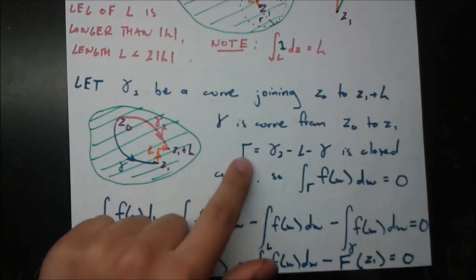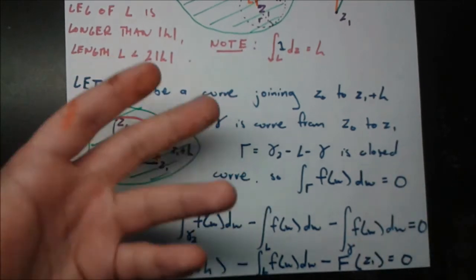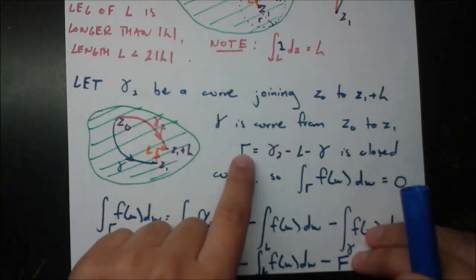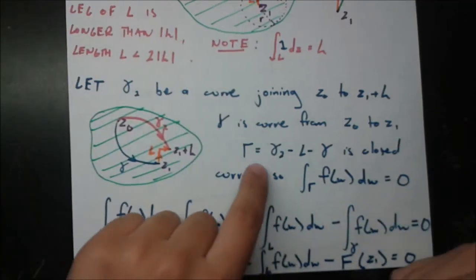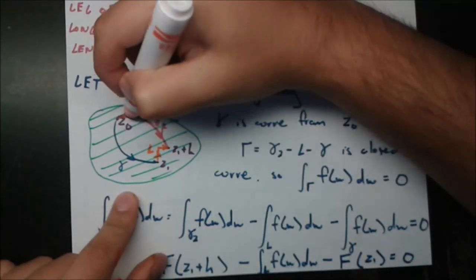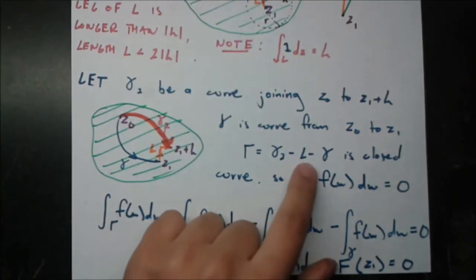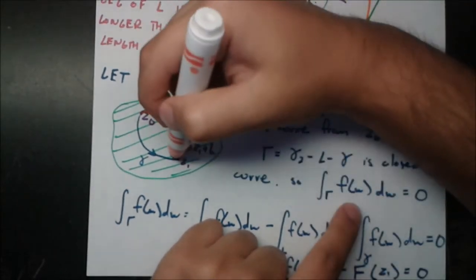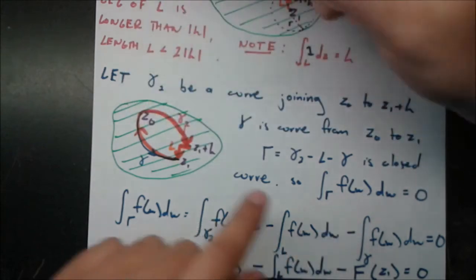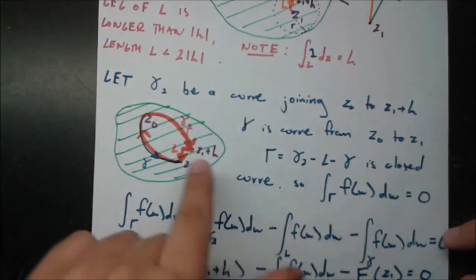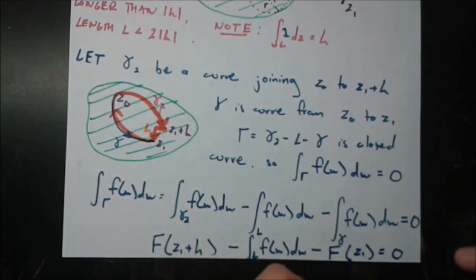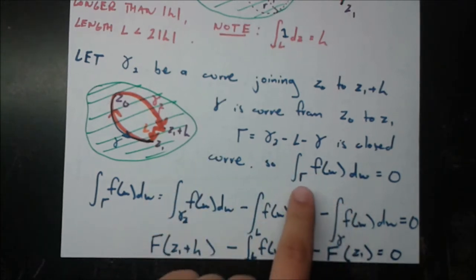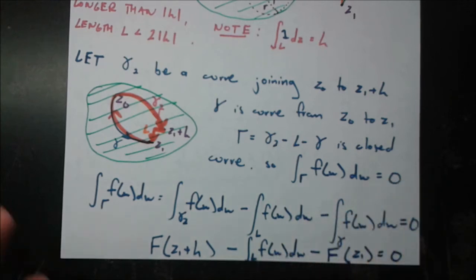So we're going to define this new curve, big gamma. So this is different from the one on the previous slide of the paper because we define new things here. Big gamma is equal to, so let's trace it. It's equal to gamma 2, so we're going to start by tracing out gamma 2, minus L, so we're going backwards on this right angle bracket, minus gamma, so we're going backwards on this. So we have a complete closed curve here. In red is a closed curve. So therefore, since it's a closed curve, Cauchy's theorem applies, and the integral of f of w dw over this big gamma is equal to 0, as before.